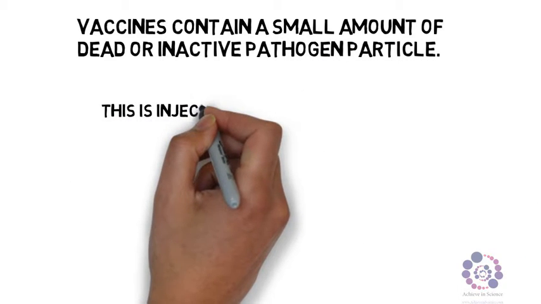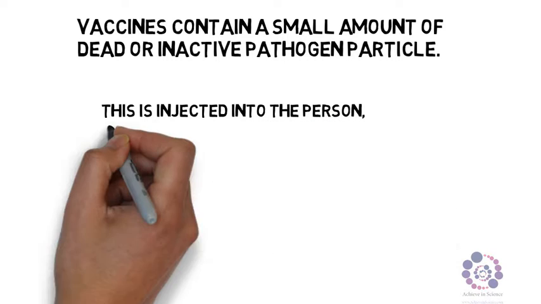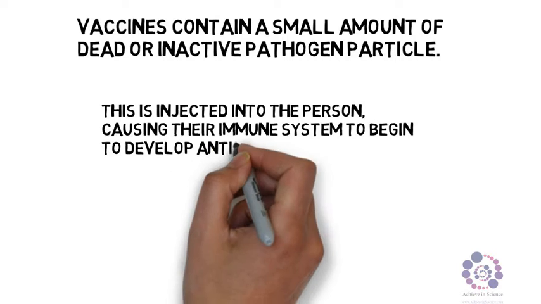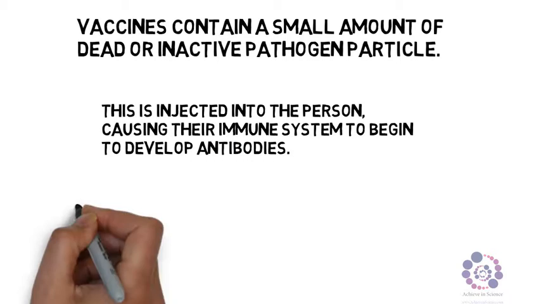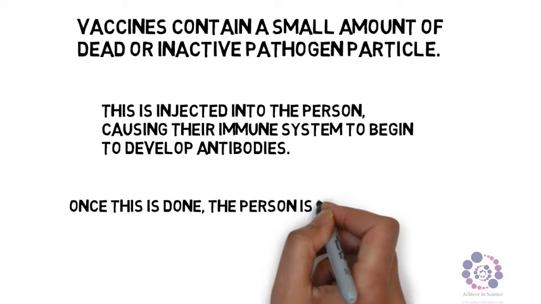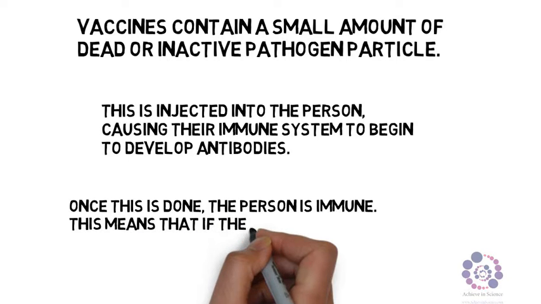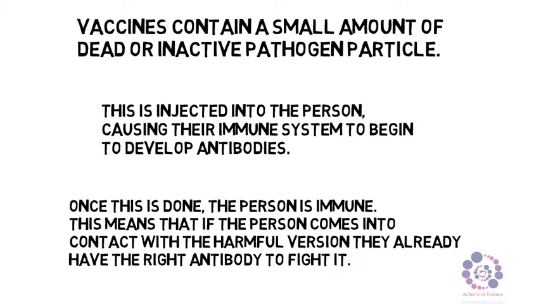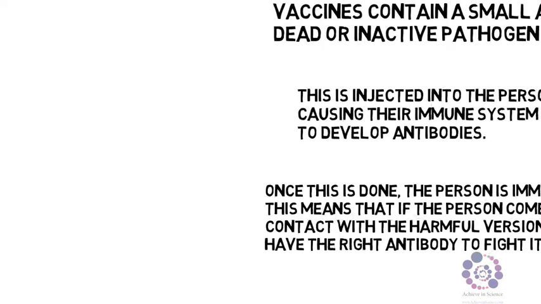The person's immune system will then begin its process of producing the antibodies. So the white cells will recognise it as being foreign and the production of the antibodies will begin. Once this is done, the person is then said to be immune. This means that if they come into contact with a harmful version, they already have the right antibodies to destroy it.